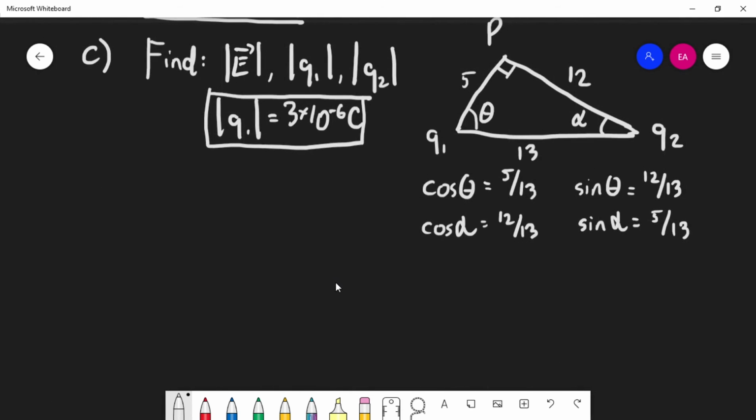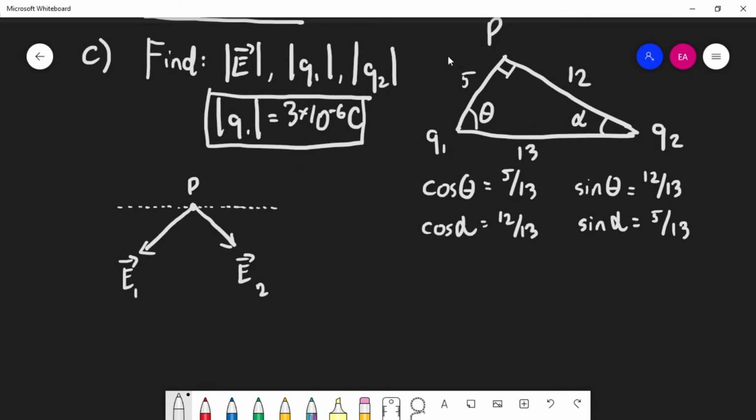Now we move on to redrawing something a bit. Let's say that this is a horizontal line passing through point P. This is point P. So the electric fields, this is E1. Since we already deduced that both of them are negative, both of them should be pointing towards each other. So this is E1, points towards Q1 in that general direction. This is E2, it points towards Q2 in that general direction. Now, what direction exactly?